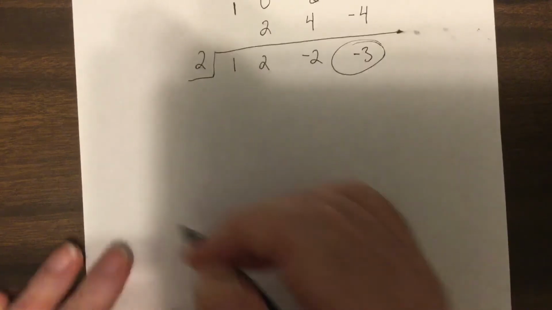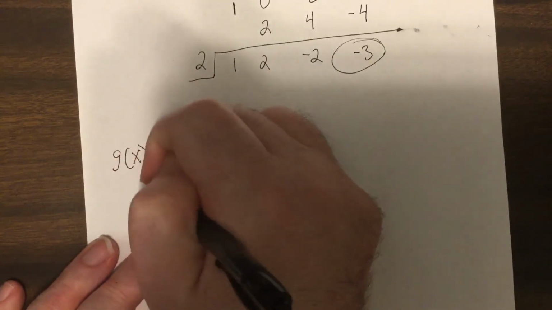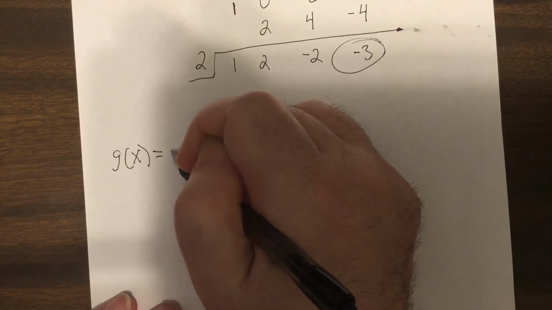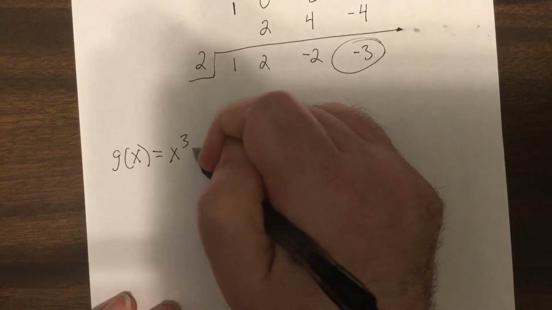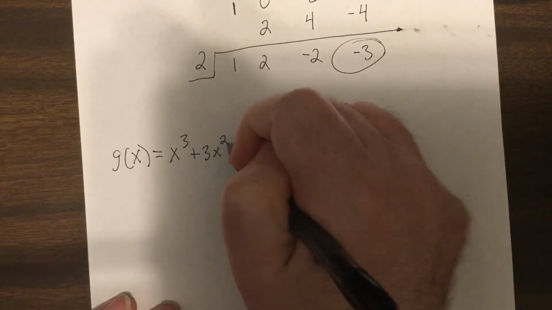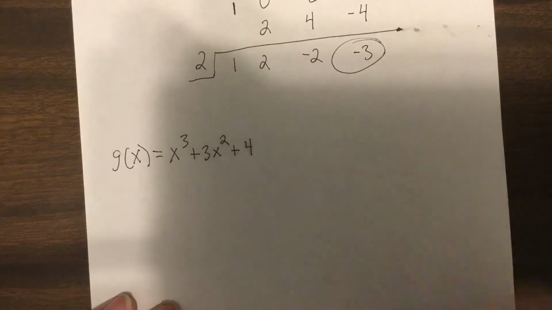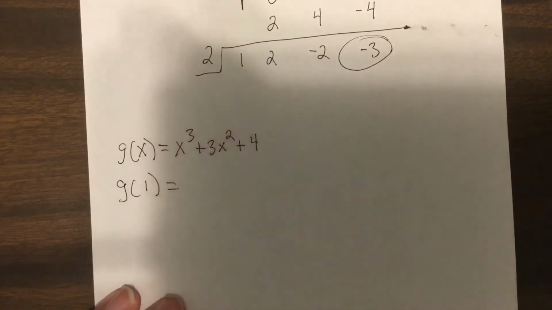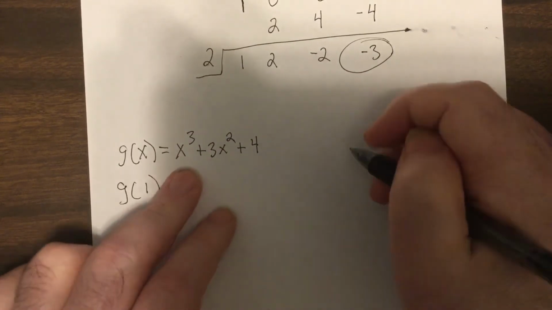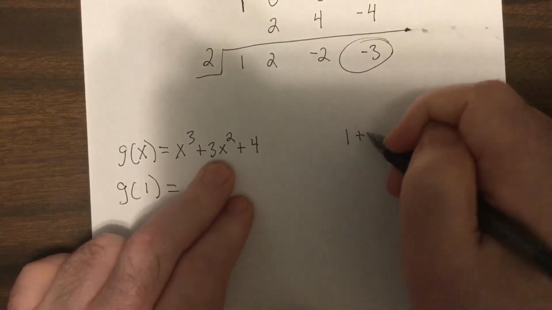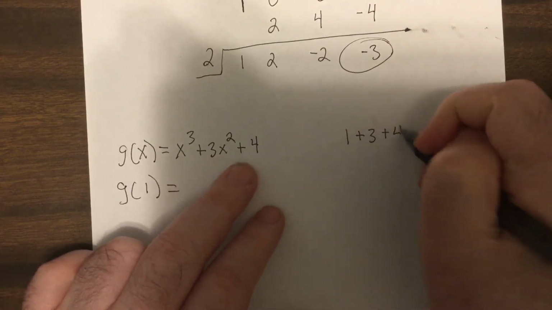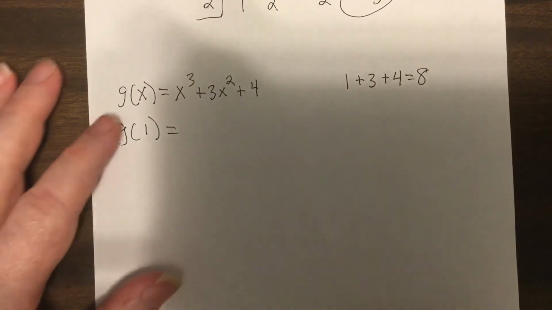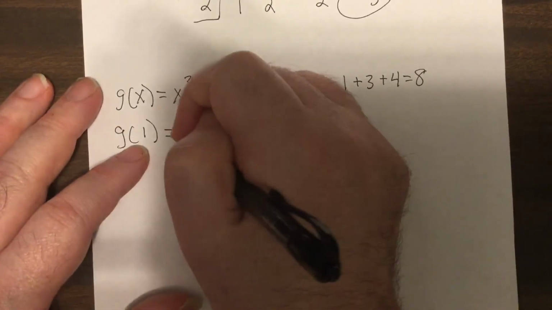So let's try another one. Let's say g of x, and I'm using another letter, it doesn't really matter, is, let's see, x cubed plus 3x squared plus 4. And I said, what's g of 1? Well, 1 plus 1 times 3 is 3, plus 4, that's 8. So g of 1 is 8.